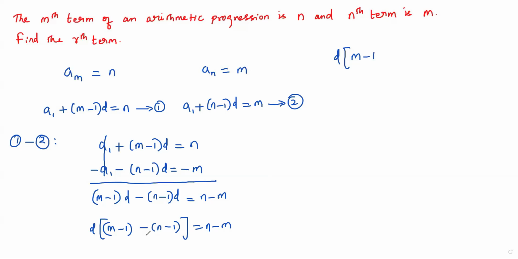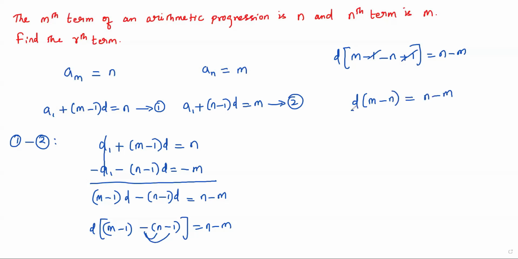Now, before removing the second parenthesis, we have to distribute this negative sign to this n and negative 1. Then it will become negative 1, negative n, positive 1 equals n minus m. So negative 1, positive 1 will cancel out. So d times, I get m minus n equals n minus m.